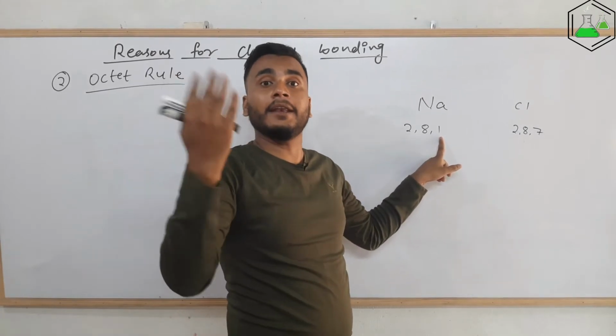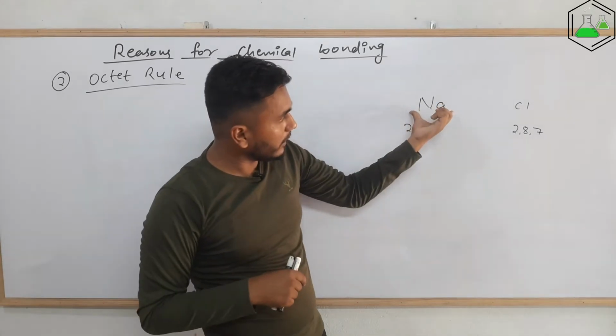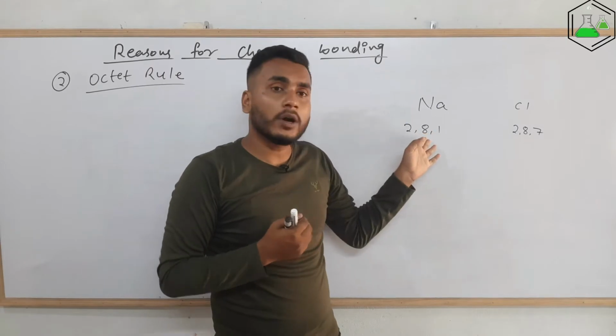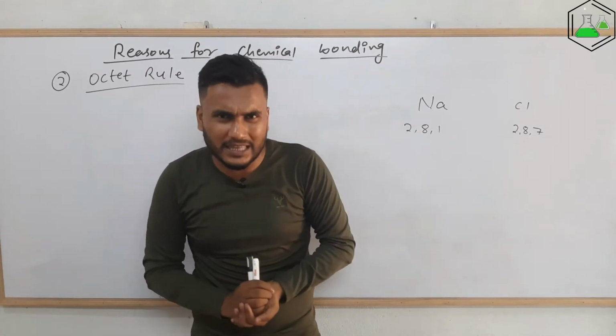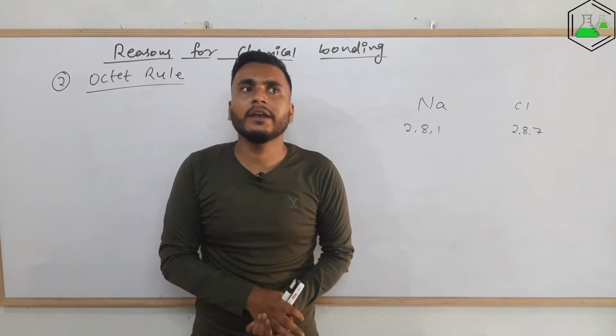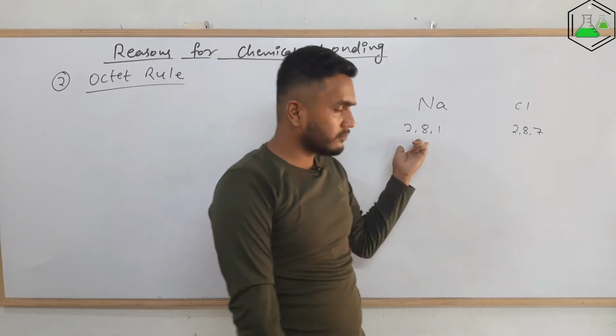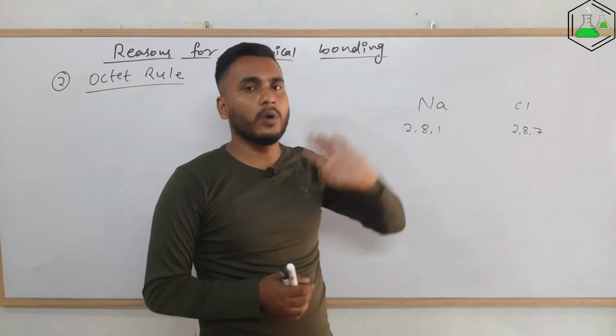Yes, you are correct, 8 electrons. So it needs to gain 7 electrons to get into octet state. But will that be easier? No. Gaining 7 electrons is an impossible task in chemistry. So for this, the better option is losing this 1 electron.